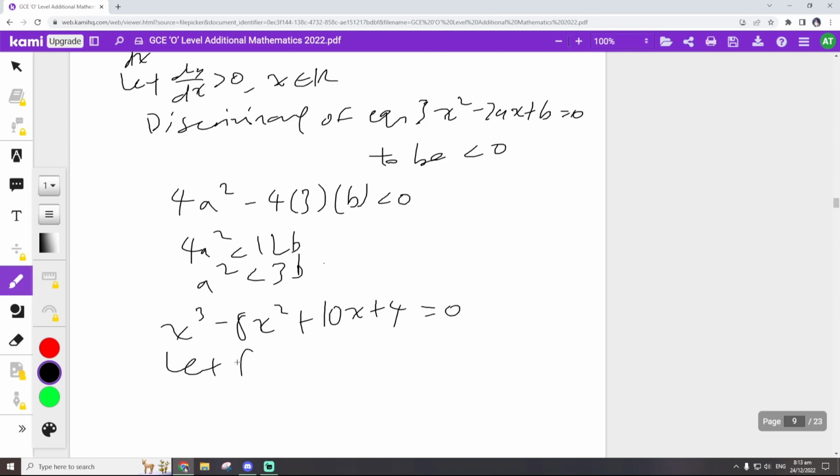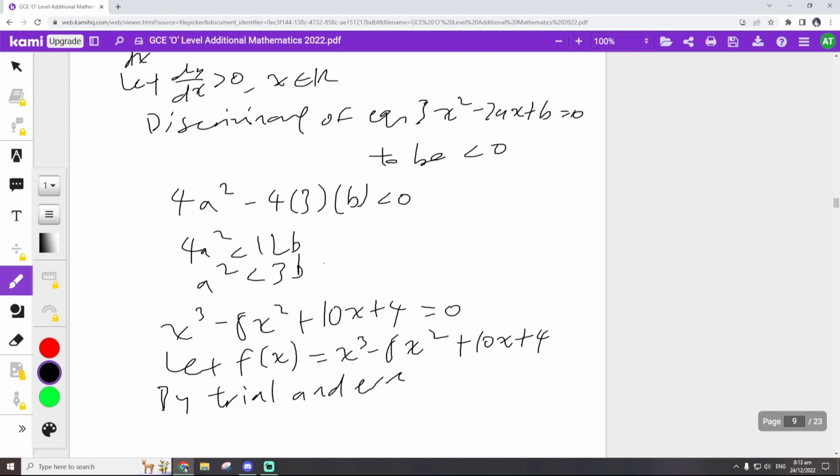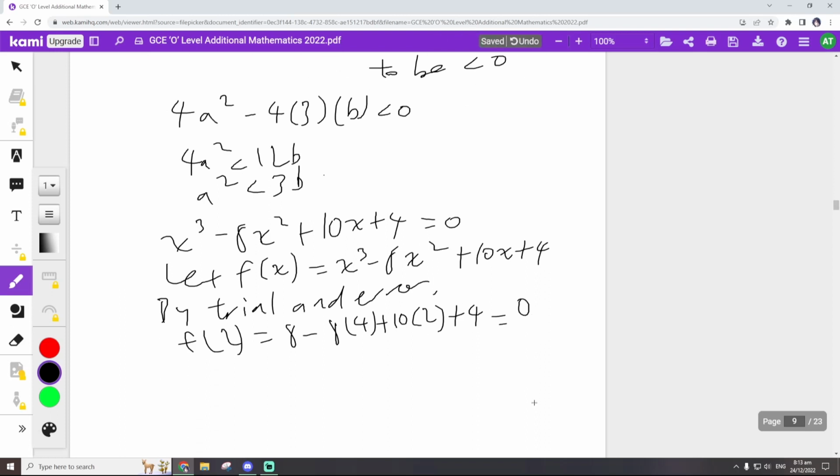So let f(x) be x cubed minus 8x squared plus 10x plus 4. Then if you do it by trial and error, you'll actually find that f(2) is 8 minus 8 times 4 plus 10 times 2 plus 4, which is 8 minus 32 plus 20 plus 4. Okay, so that is 0. So x minus 2 is a factor.